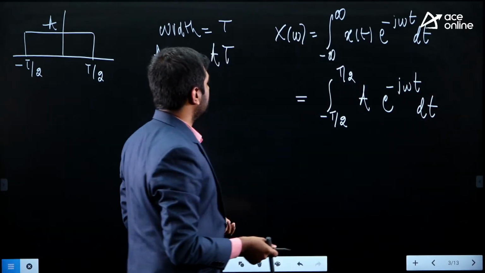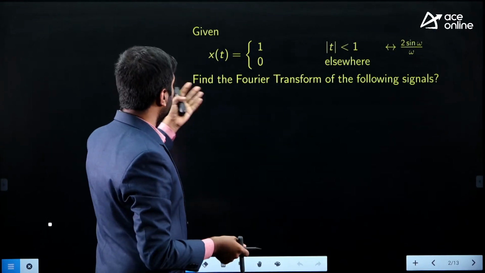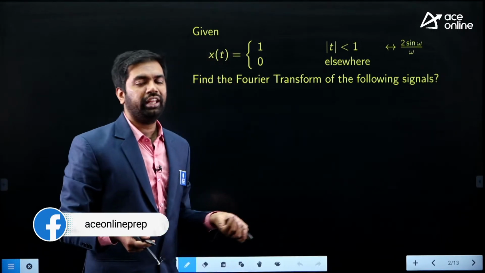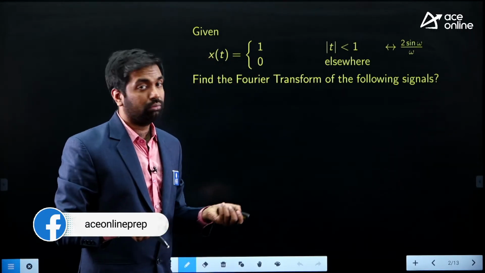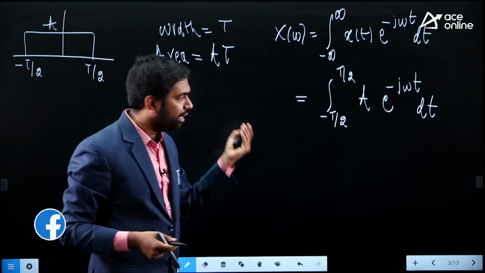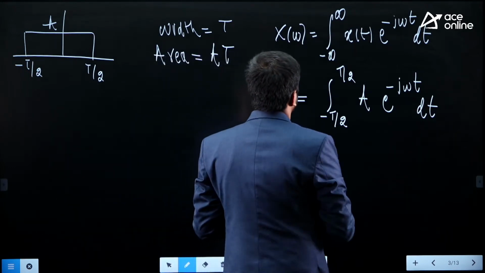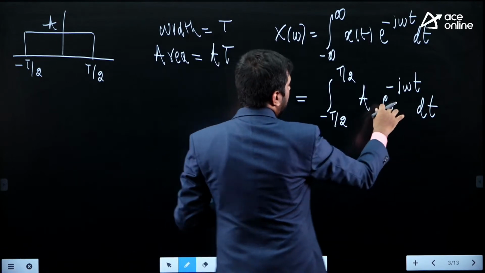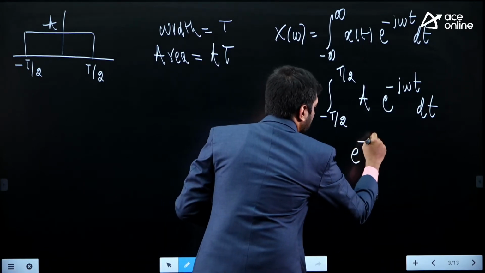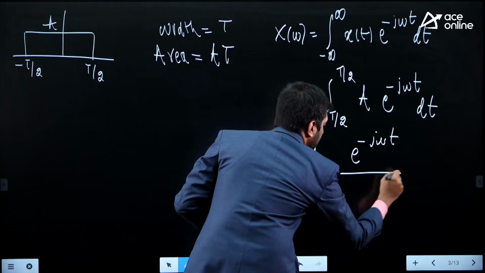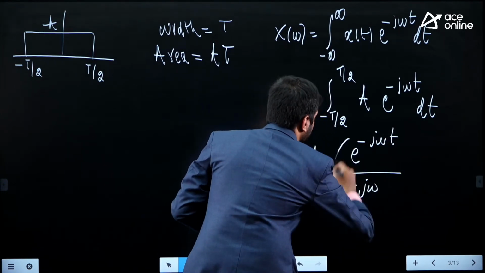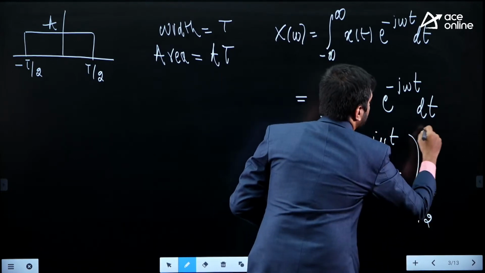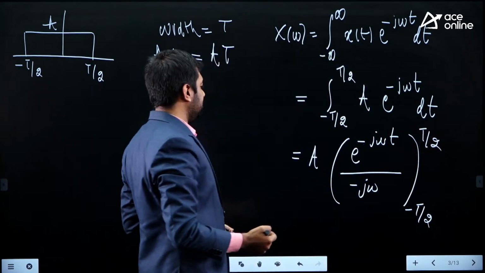Now, in the description, he already gave the Fourier transform as 2 sine omega by omega. I just want to derive it, find the Fourier transform and do some generalization. That's why I'm doing these calculations. A is a constant, so you can take A out. The integration of e power minus j omega t is e power minus j omega t by minus j omega, and the limits are -T/2 to T/2.